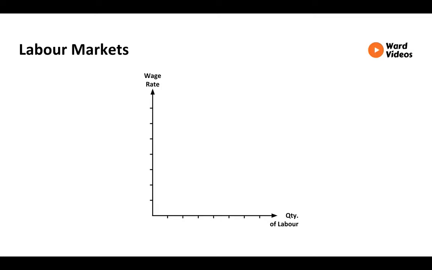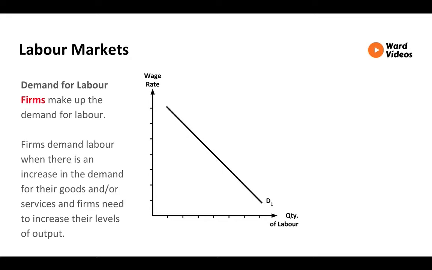Labour markets. Demand for labour. Firms make up the demand for labour. They demand labour when there is an increase in the demand for their goods and/or services and need to increase their level of output. The demand for labour is a downward sloping curve, since the lower the wage rate, the more firms will be willing to employ more labour, because it's cheaper.